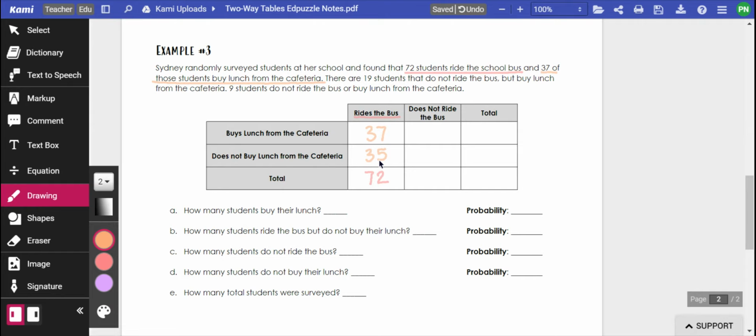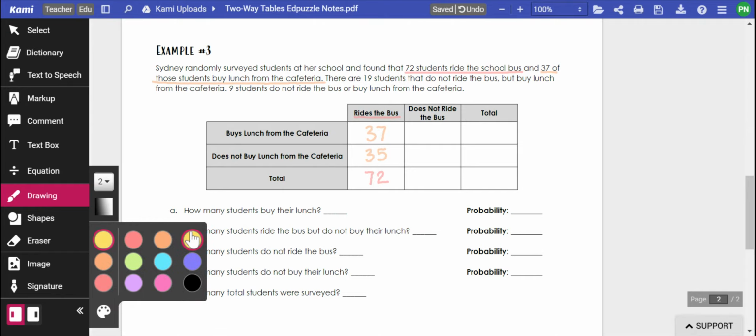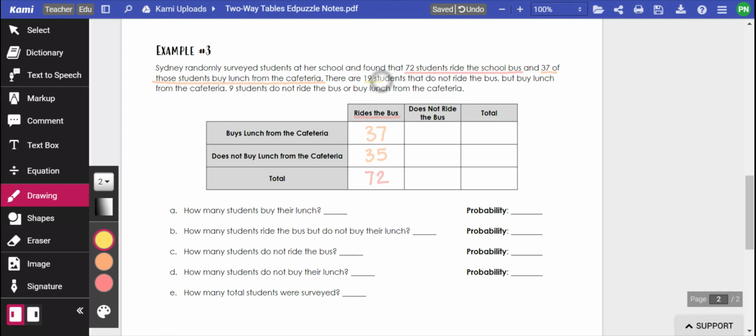All right, now there are 19 students. Let's switch to a different color. 19 students that do not ride the bus, but buy lunch from the cafeteria. So there's a condition there. So 19 students that don't ride the bus, but they also buy from the cafeteria. So that means this number right here is going to be 19. And then it says 9 students do not ride the bus or buy lunch from the cafeteria. So that is going to be right here.